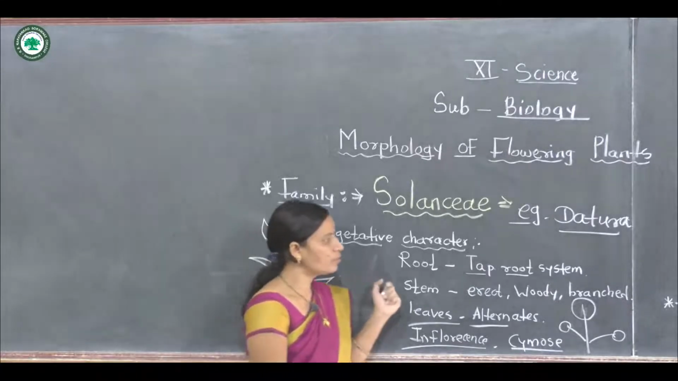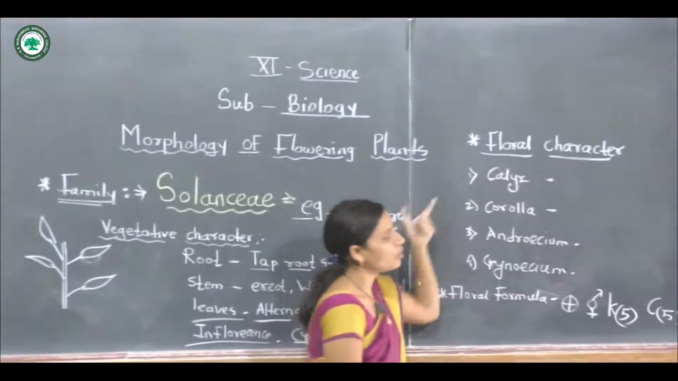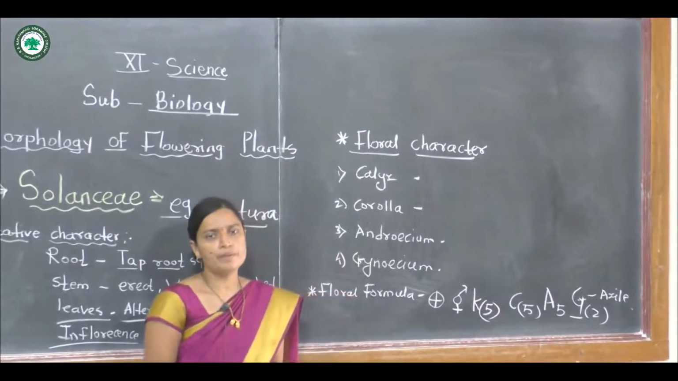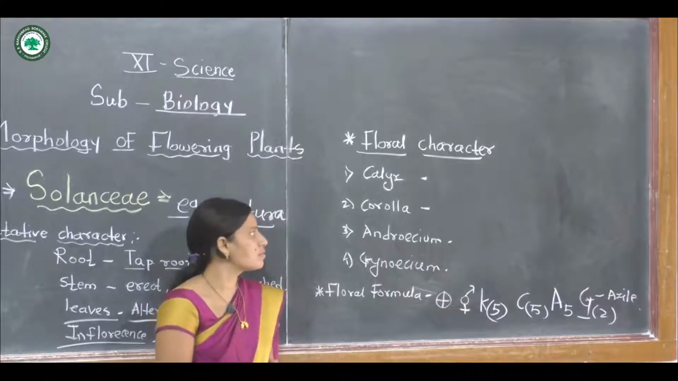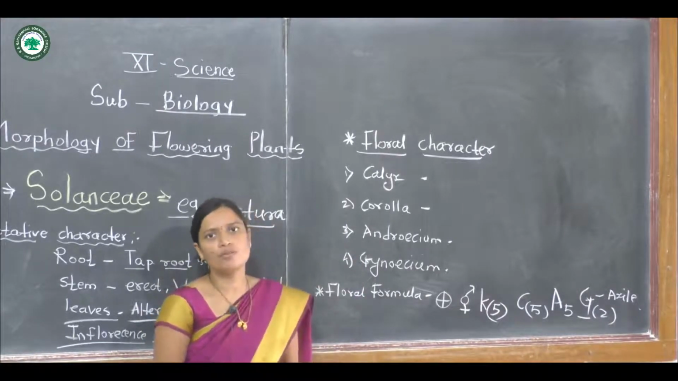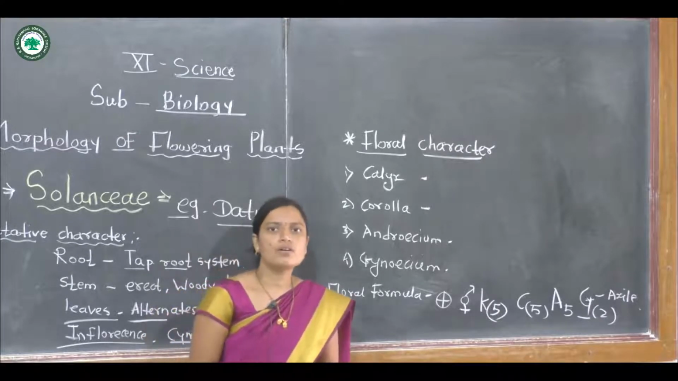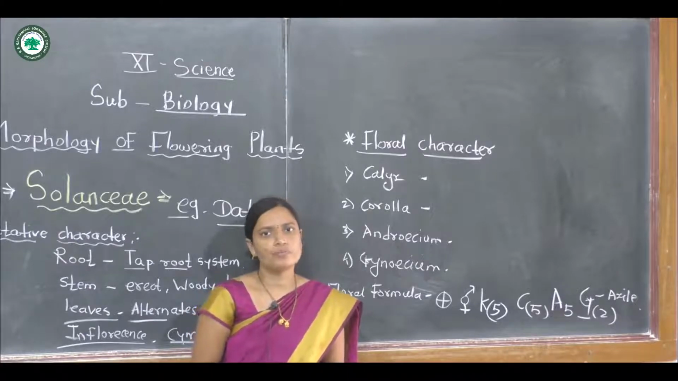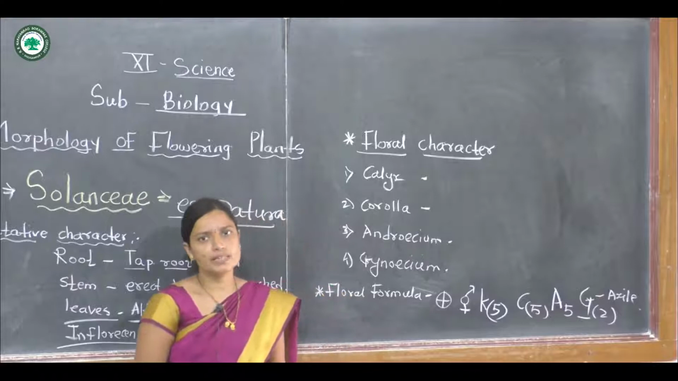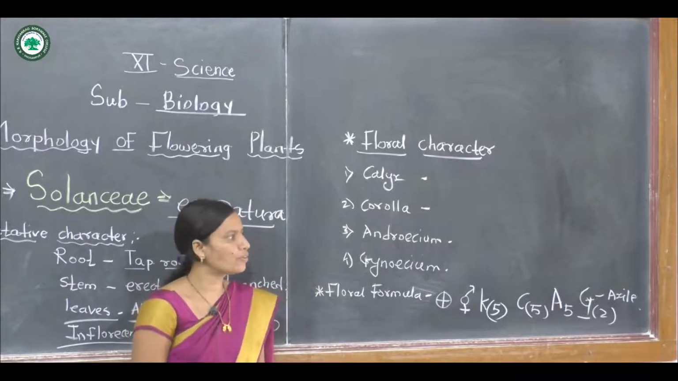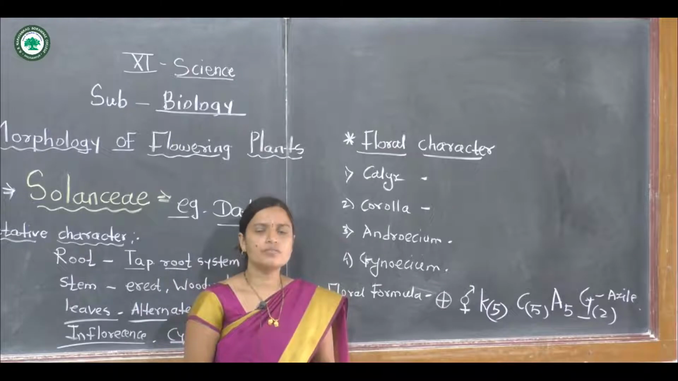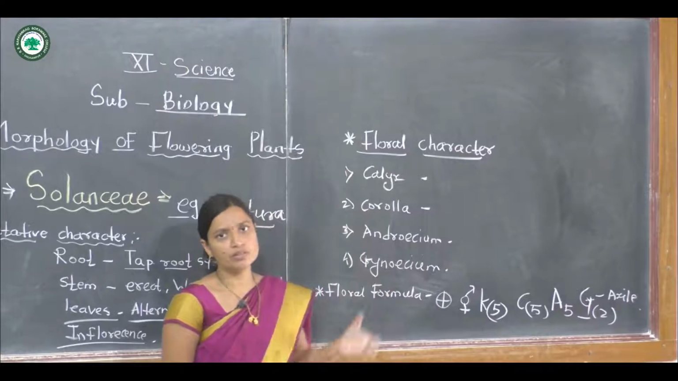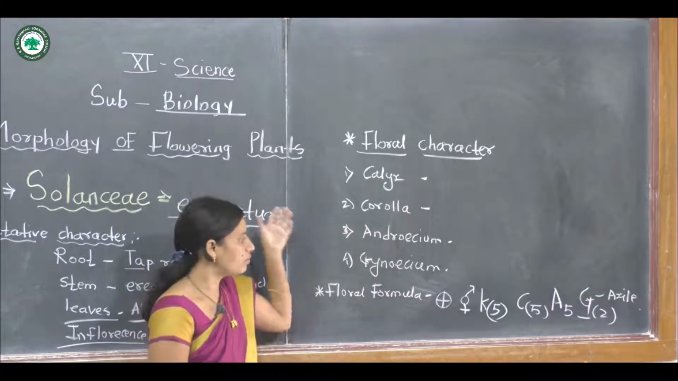The next important point of this family is the floral characters, meaning the characters of the flower. There are four important whorls of the flower: calyx, corolla, androecium and gynoecium. The calyx consists of sepals, the corolla of petals, the androecium is the male reproductive whorl, and the gynoecium is the female reproductive whorl of the flower. Now the arrangement of these floral whorls in members of Solanaceae.